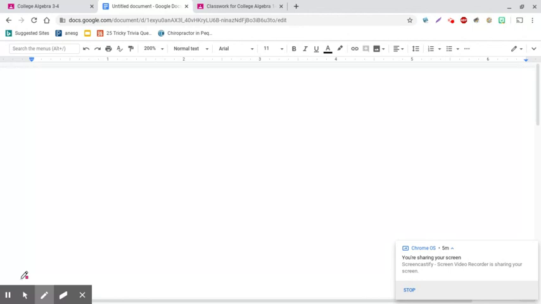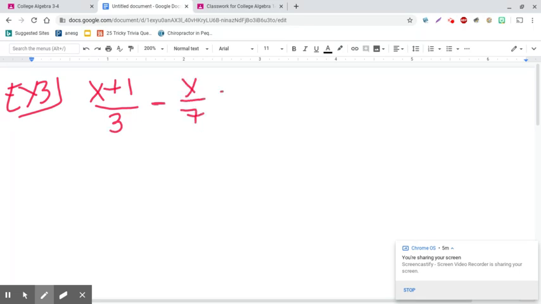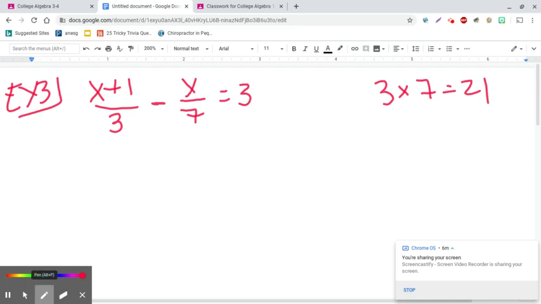Let's go on to the next example. Example 3. All right, guys. We're going to do x plus 1 over 3 minus x over 7 is going to equal 3. So let's look at our denominators. We have a 3 and a 7. So we're going to multiply them, which gives us 21. So we're going to multiply this whole thing by 21.